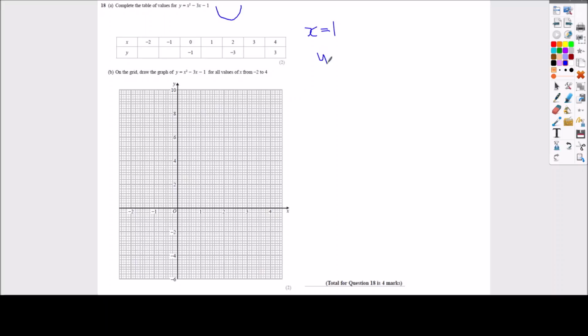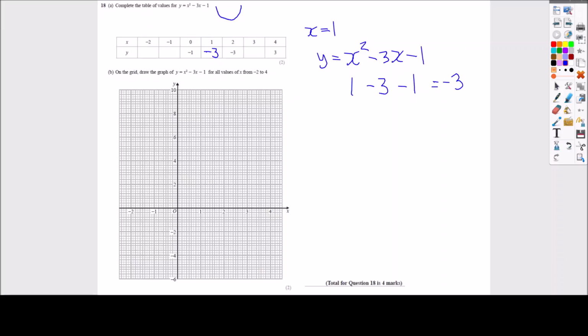Now the curve is y equals x squared minus 3 lots of whatever x is, take away 1. So let's work out y when x is 1. So what is 1 squared? That is 1. What is -3 times 1? That is -3. And then take away another 1. So what is 1 minus 3 minus 1? Well, that is -3. So we have worked out that that value there is -3.